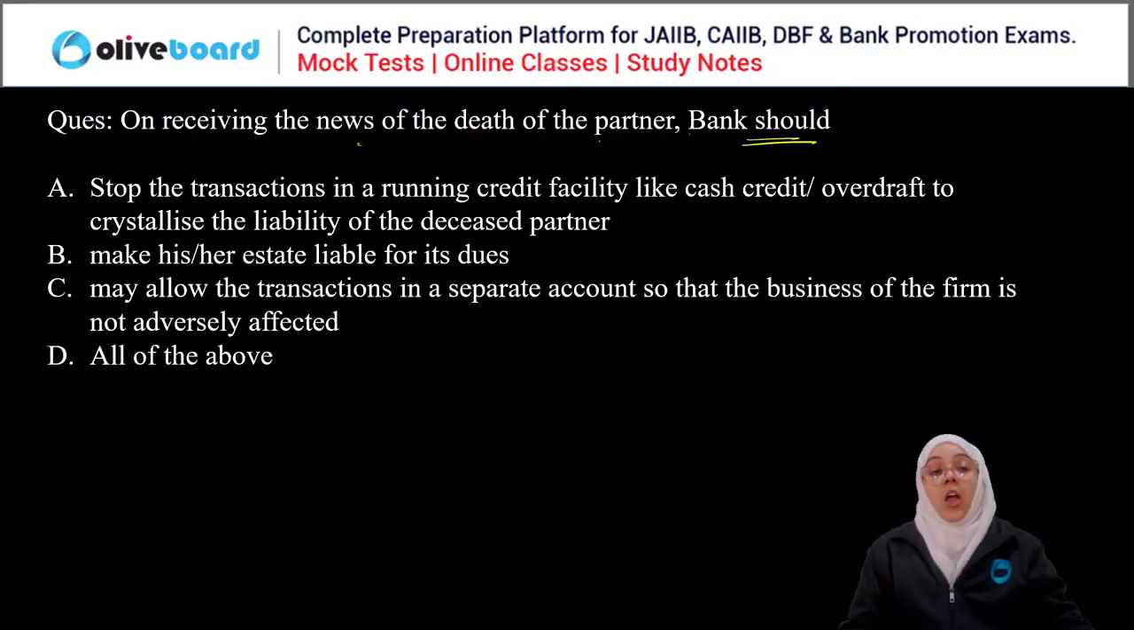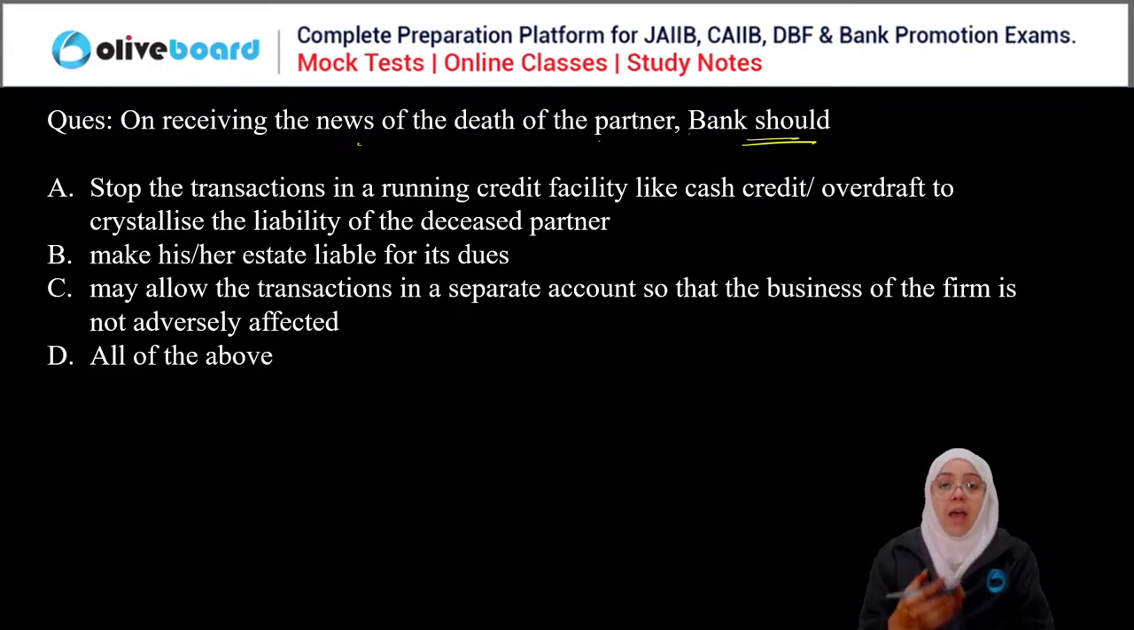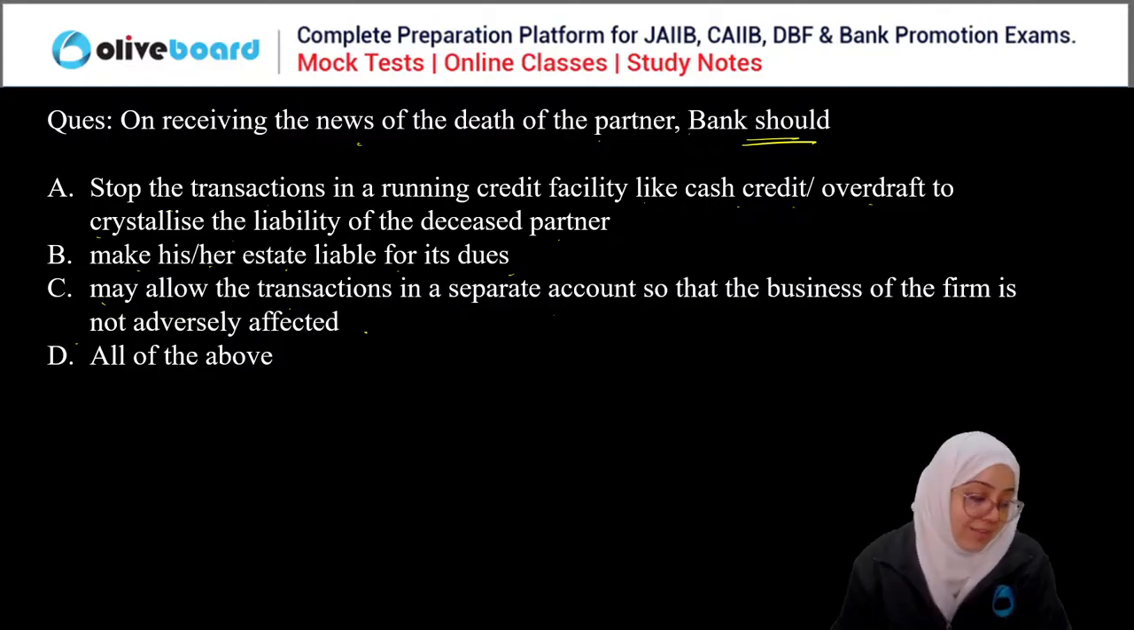Now, on receiving the news of the death of the partner, what should the bank do? Once a bank has received the news of the death of the partner, first of all, stop the transaction in the running credit facility like cash credit or overdraft to crystallize the liability of the deceased partner and make his or her estate liable for its dues. Or, may allow the transaction in a separate account so that the business of the firm is not adversely affected. Or, all of the above. Very easy.